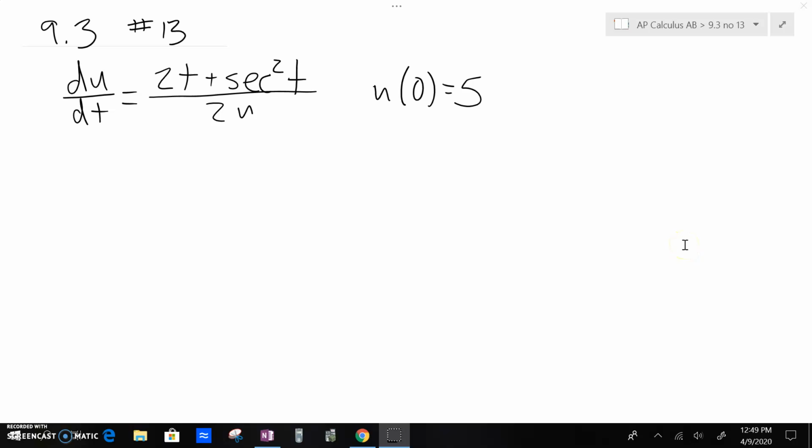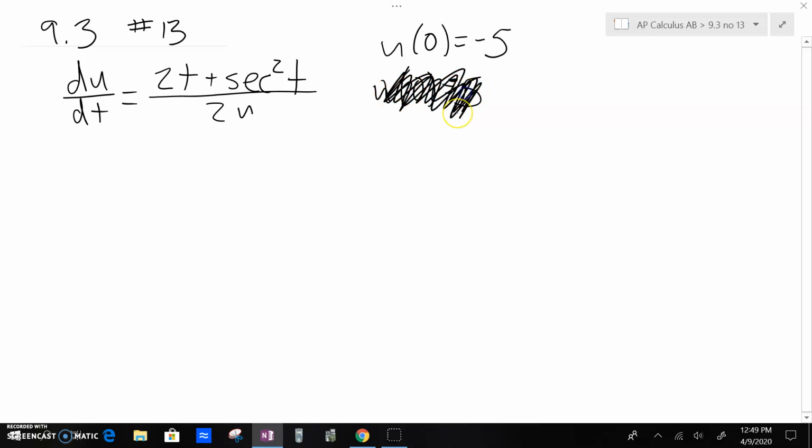Okay, hello calculus students. Today you are working on separable differential equations, and I fielded a few email questions regarding a particular piece of this process. And actually I can see I'm just gonna make one little adjustment here. U of 0 is -5 on this problem. This is question 13 from 9.3. It's from your textbook. It was just part of the practice problem.